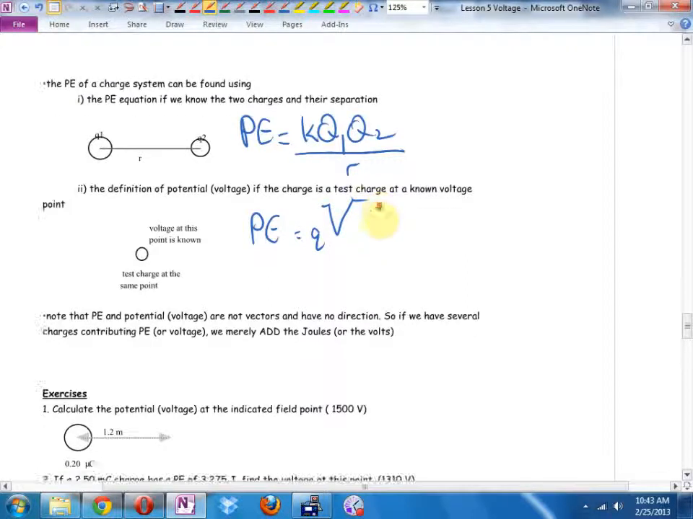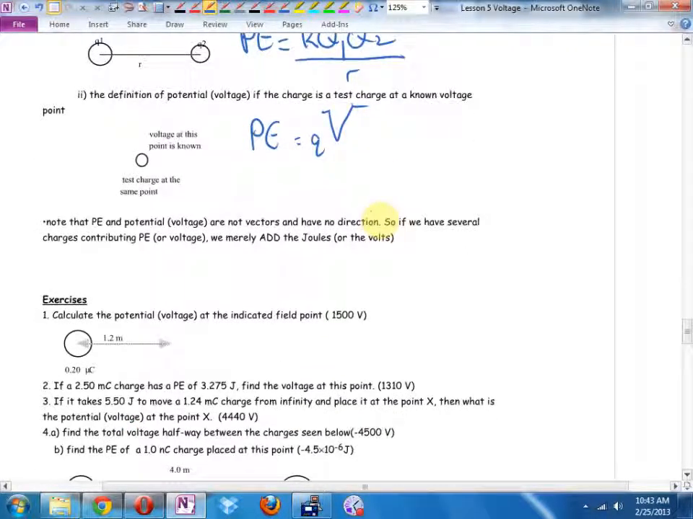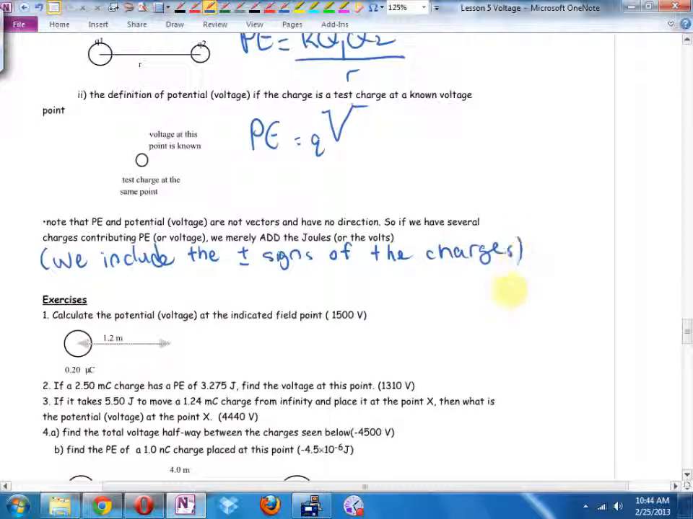Please notice potential energy and potential, or voltage, aren't vectors. They have no direction. They can be positive or negative, but that just tells you energy loss or energy gain. What that means is because they're scalars, we include the plus or minus signs of the charges. If they're both negative, put both negatives in, you'll end up with a positive voltage. One of each, you'll end up with a negative voltage. That means something.